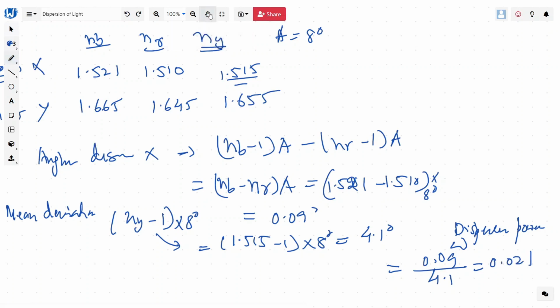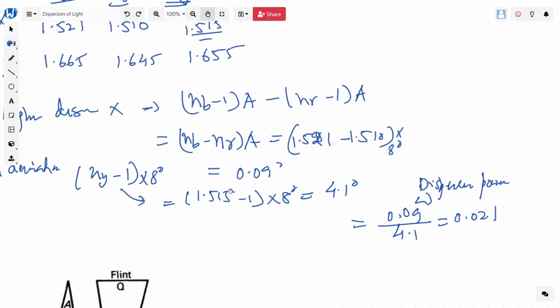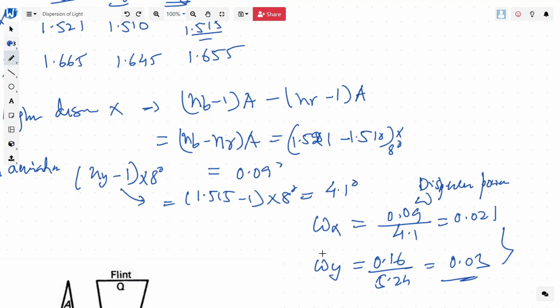If you do the same calculation for the flint glass Y, you will arrive at the numbers. So for the dispersive power for Y, you will get 0.16 divided by 5.24, which is going to be equal to 0.03, right? And as you can see, the dispersive power of the flint glass is roughly 1.5 times that of the crown glass. So these numbers look small, but they have quite an effect on the dispersive power, right? So dispersive power you can simply calculate using this formula, right?